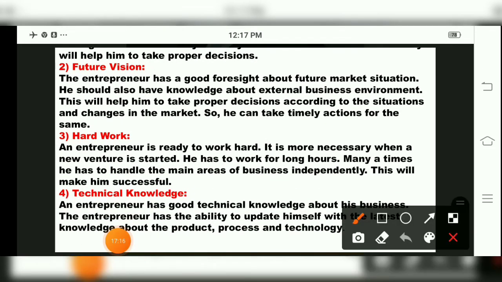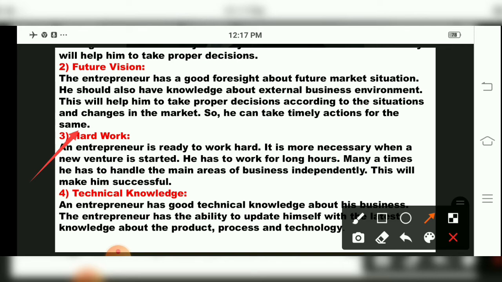Now we come to the third characteristic, that is hard work. We all know without hard work, success is not possible. There is no shortcut to success. We all know this. So here they have told, an entrepreneur is always ready to do hard work. He should never be lazy. He should never ignore, never escape from the work, children. So here an entrepreneur is always ready to do hard work. It is more necessary when a new venture is started.